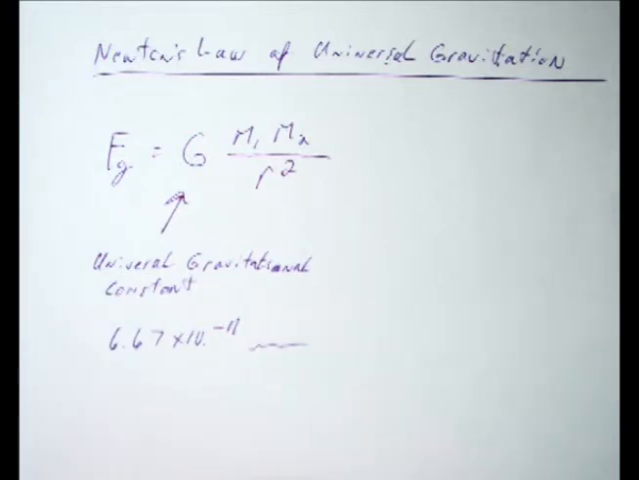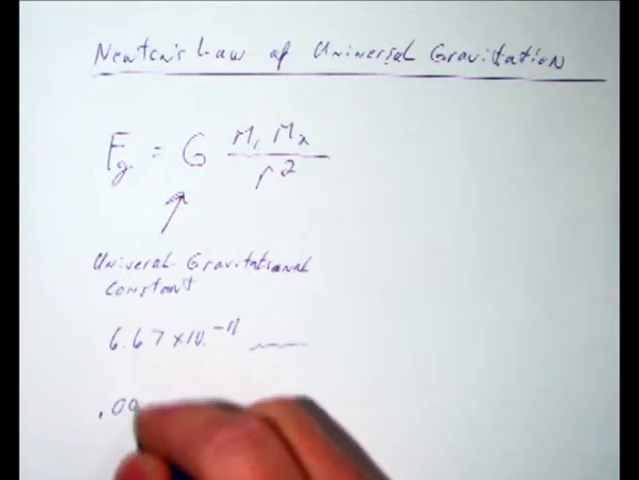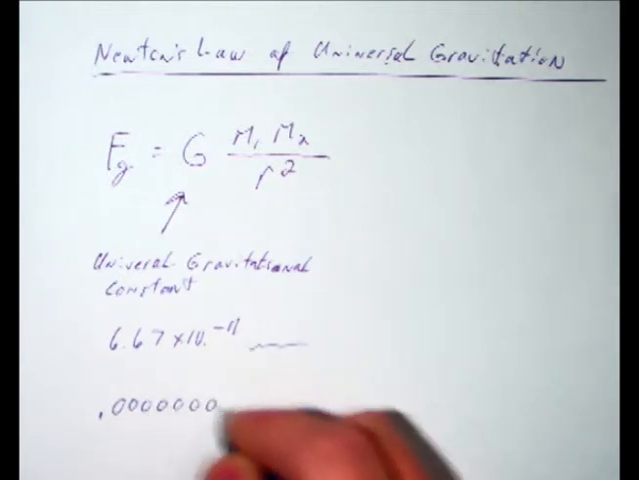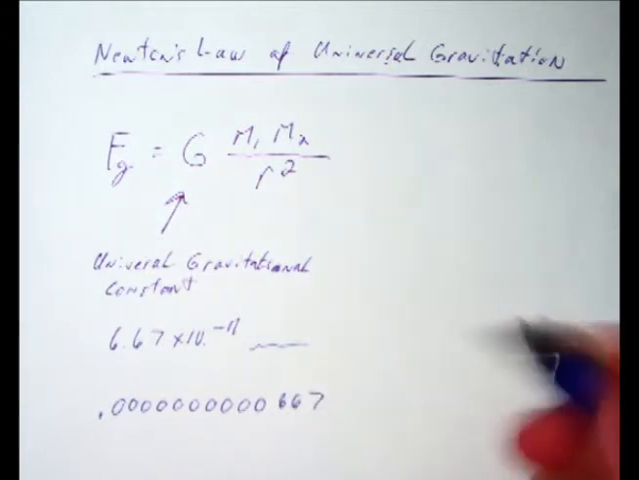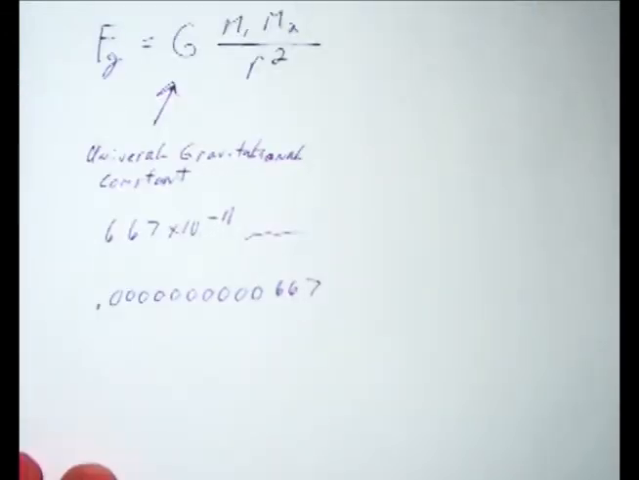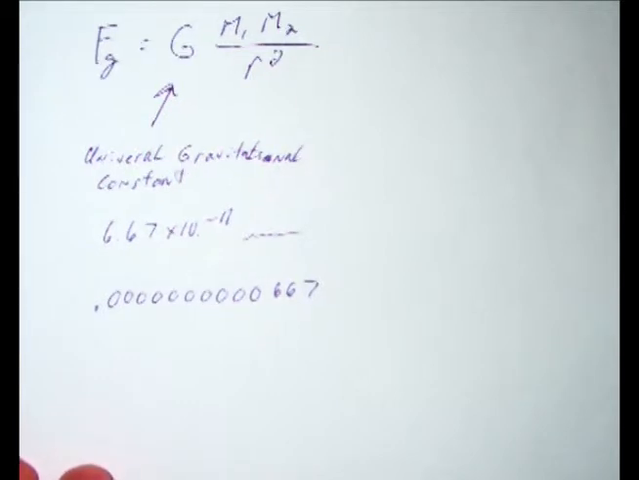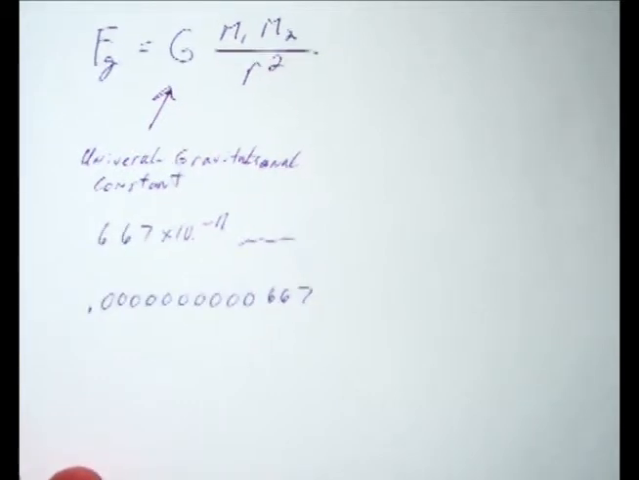So if I were going to write it in normal hand, it would be point, and then I got to write how many zeros? Well, I got to write 10 zeros. 1, 2, 3, 4, 5, 6, 7, 8, 9, 10, and then 6, 6, 7. So that's a really, really small number. But it's just a number. That's it. That's all it is.